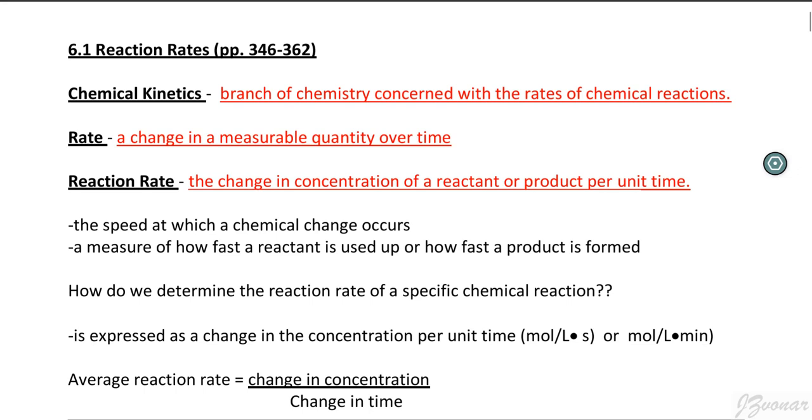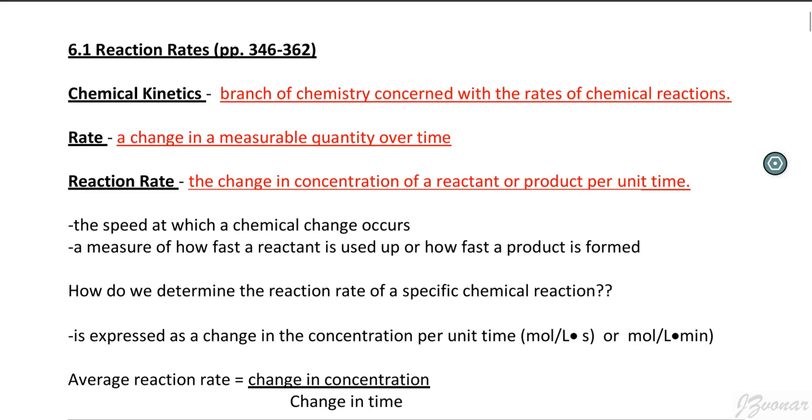Hi everyone. Today we are going to move into chapter 6 and we're going to get introduced to what we call chemical kinetics. In this chapter we are going to look at how rates of reactions vary and be able to identify some of the factors that affect the rate of a reaction. We're going to describe how the rates of disappearance of a reactant and the appearance of a product are related to stoichiometry, which we learned in grade 11.